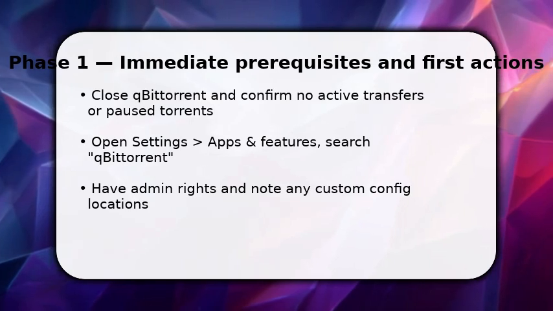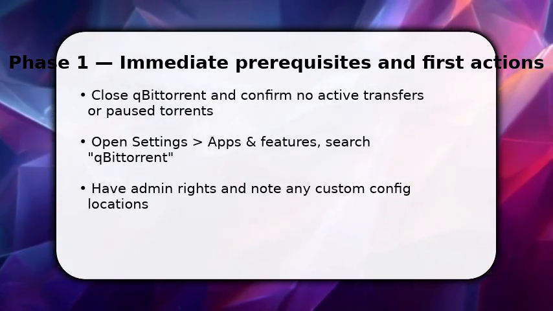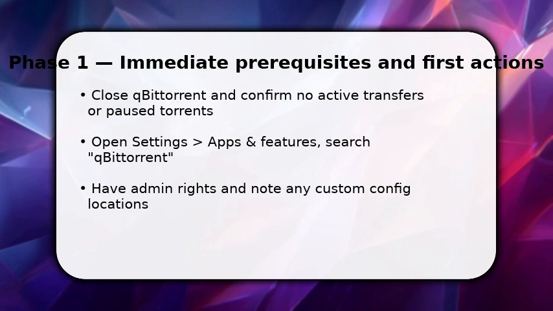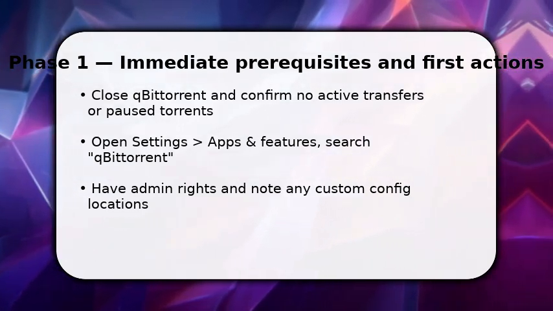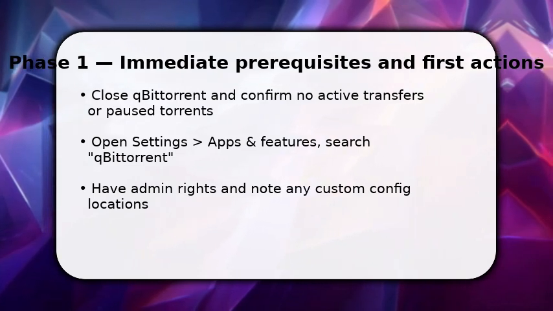Enjoy the video. You start by closing qBittorrent. Force close via Task Manager if needed. You must stop all transfers first. Once done, open Windows Settings, go to Apps and Features, and type qBittorrent into the search box.